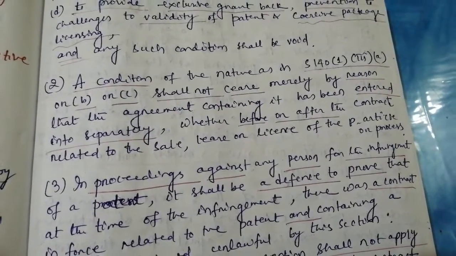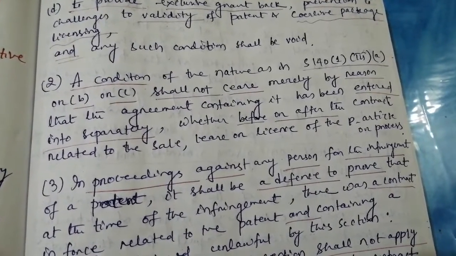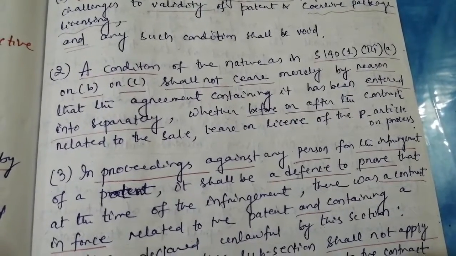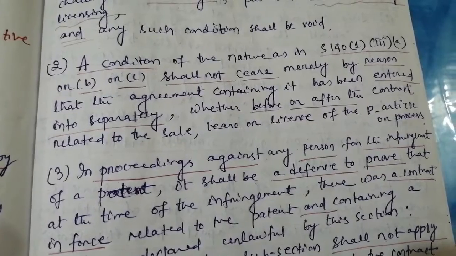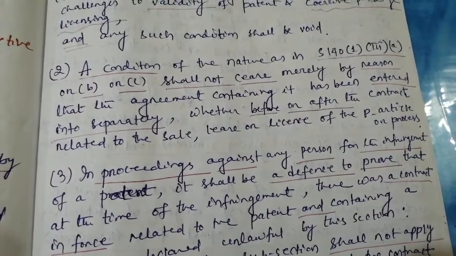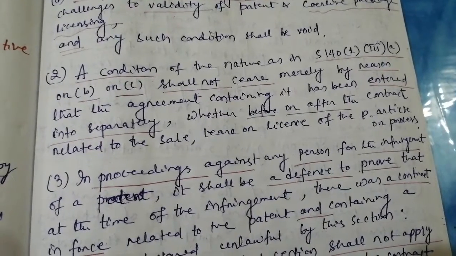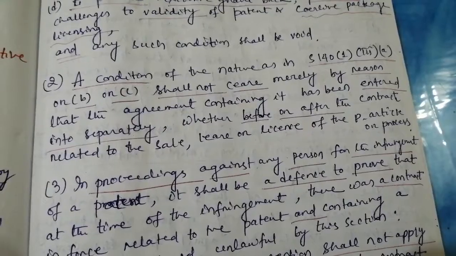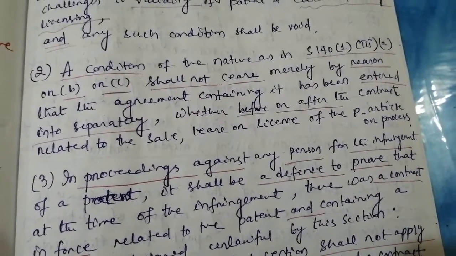Next one is subsection 2. A condition of the nature as in section 140 subsection 1, subclause 3, A or B, C, shall not cease to be void merely by reason that the agreement containing it has been entered into separately, whether before or after the contract related to the sale, lease or license of the patented article or processes.